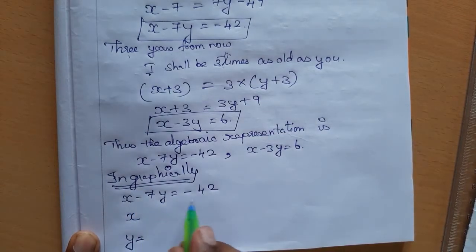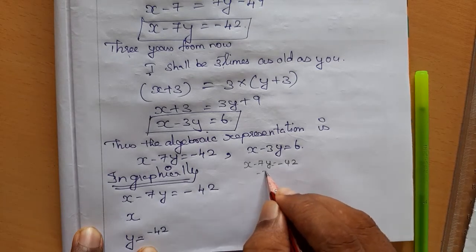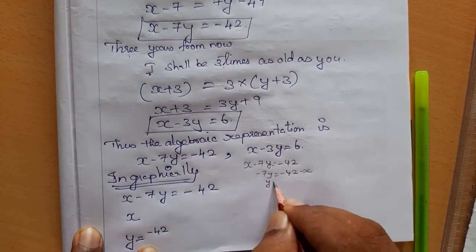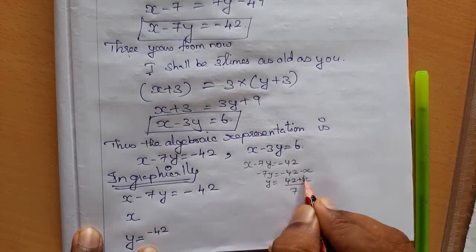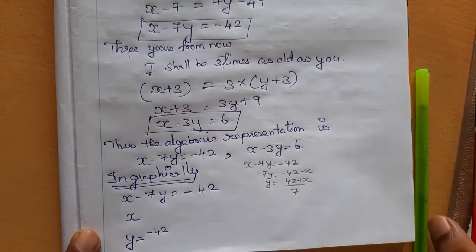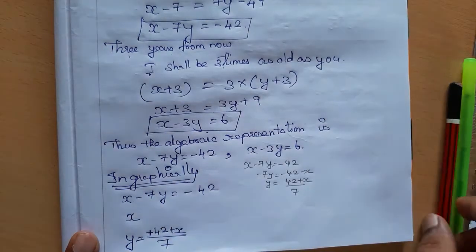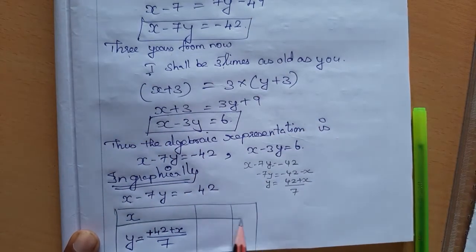So minus 7y is equal to minus 42 minus x. So y is equal to 42 plus x by 7. So minus and plus, the sign has changed. Clear? The same we will represent here: y is equal to 42 plus x divided by 7. So just find the 2 points of x and y, and we can plot a graph.